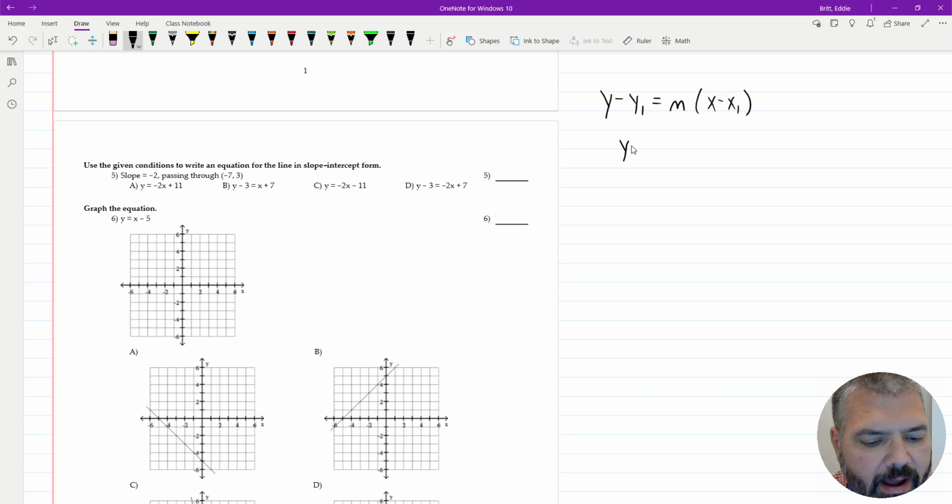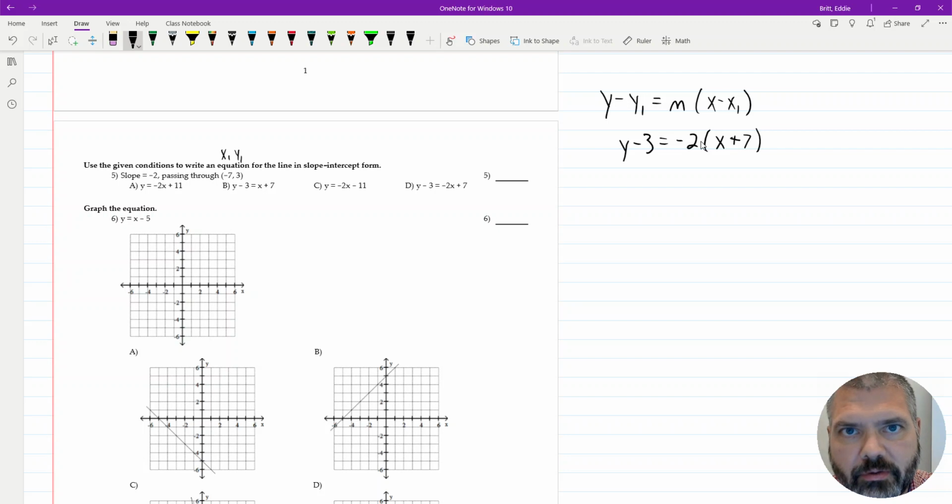So this is y minus, I didn't label my point, but there's my x sub 1 and my y sub 1. So y minus 3 equals, m is negative 2, so negative 2 times x minus, and x sub 1 is negative 7. So I'm going to have minus negative 7, which would be plus 7. All right, so that's point-slope form.